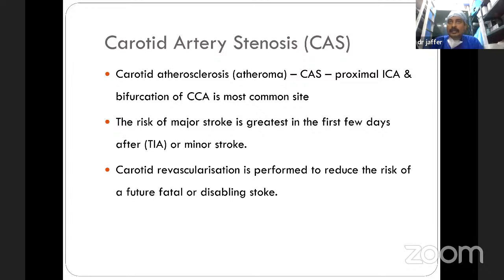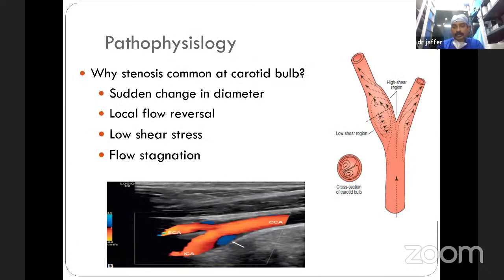And once the patient develops TIA or a minor stroke, the patient can suffer a major stroke later on, in the first few days after the primary event. Hence, carotid revascularization is performed to decrease the risk of fatal or disabling stroke. Usually this revascularization is done within 2 weeks, because the burden of stroke increases as the days progress from the minor event or TIA. Hence, the patient can go for carotid stenting or carotid endarterectomy.